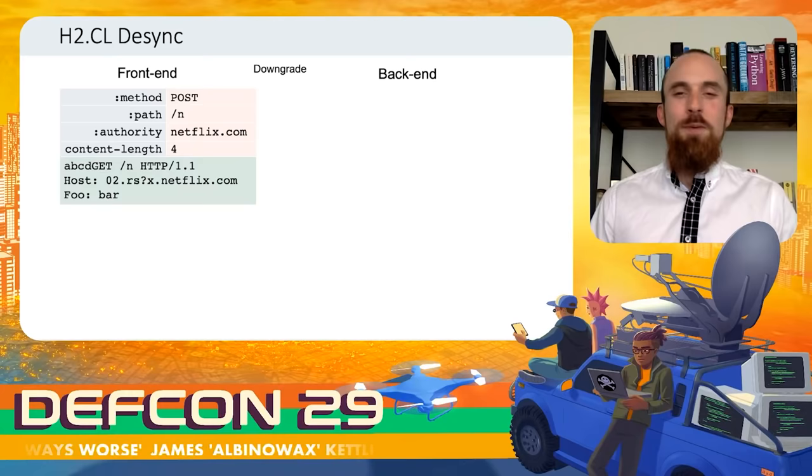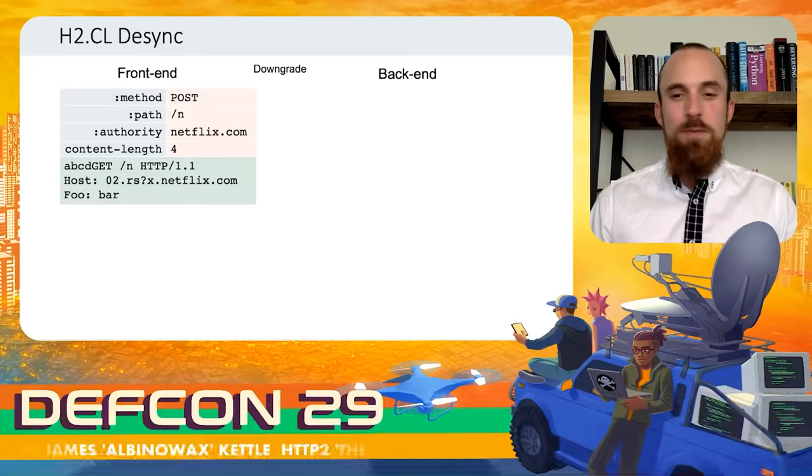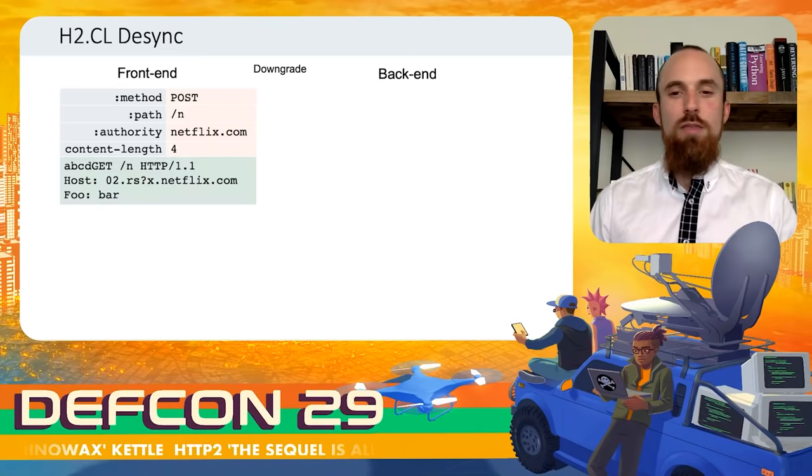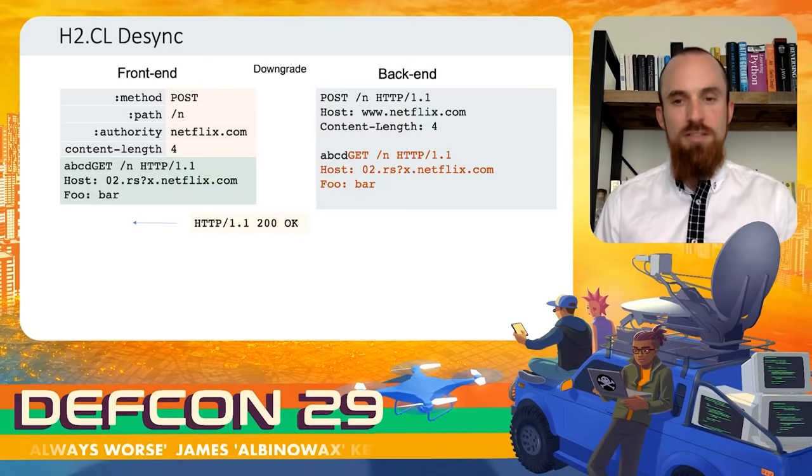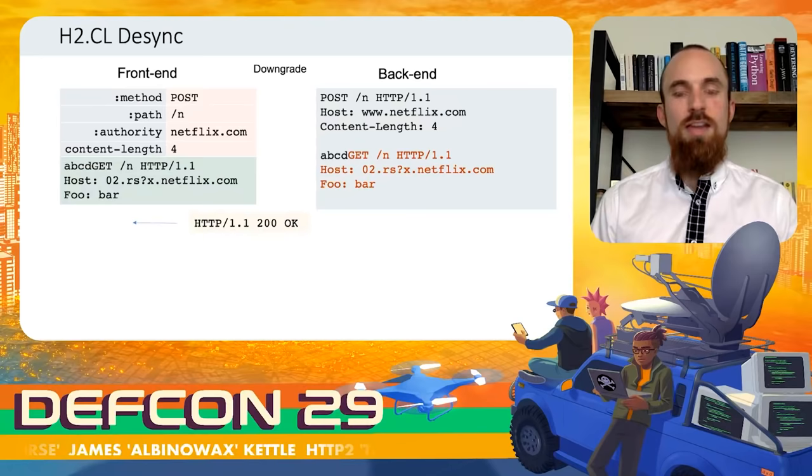Well, the front end used by Netflix on their main website, where you watch videos and stuff, forgot to verify that the content length was correct. So if I send the HTTP2 request, you can see here, then it would get translated and downgraded into an H1 request that you can see on the right. And that, thanks to the incorrect content length, will get treated as 1.5 requests on the back end, and the malicious prefix shown in orange would get stuck on the start of the next user's request.